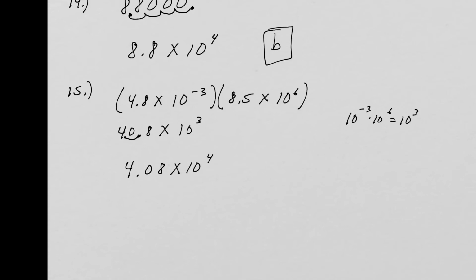Think of it this way, right? If I move one place to the left, I've sort of divided by 10, so I need to multiply by 10 to correct it, right? So effectively, I've done nothing at the end. So since I moved 1 to the left, I correct the exponent by adding 1. So the answer should be 4.08 times 10 to the 4th, which is C in this case.